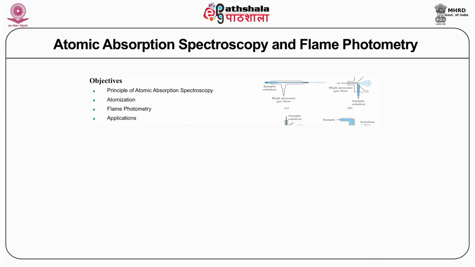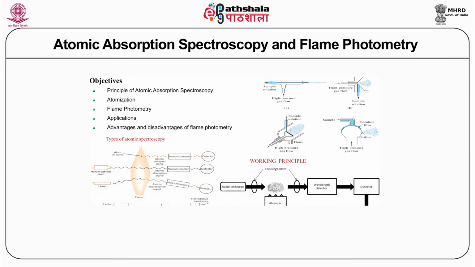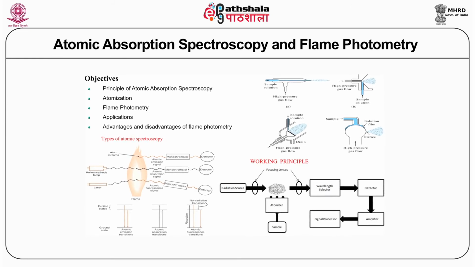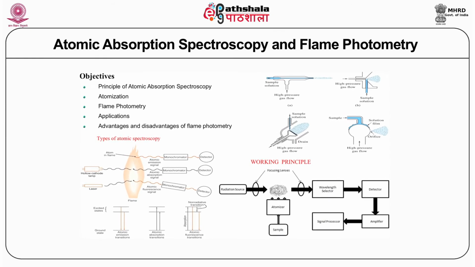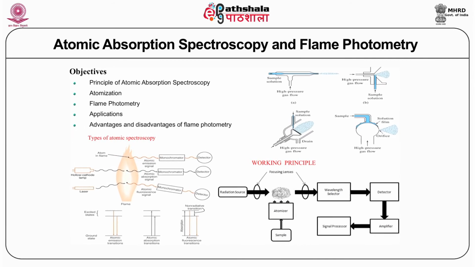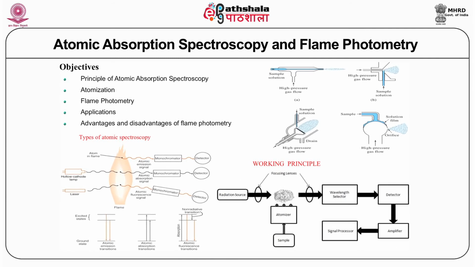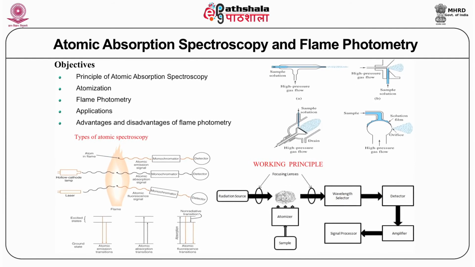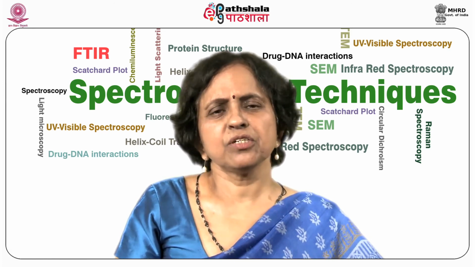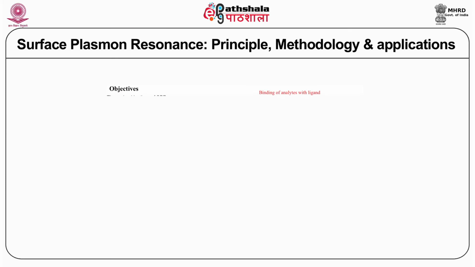and flame photometry. These are actually for elemental analysis rather than polymer structure. Here we will cover what atomization is, how you get it using flame photometry, and its applications, even though it is not so popular from a structural biology point of view, but nevertheless important. Then light scattering, which is very important. Then SPR, or surface plasmon resonance spectroscopy.